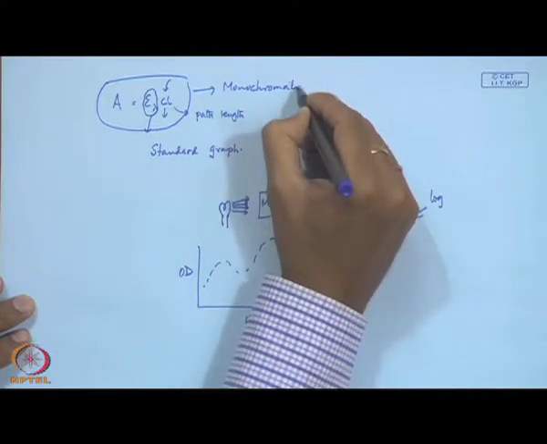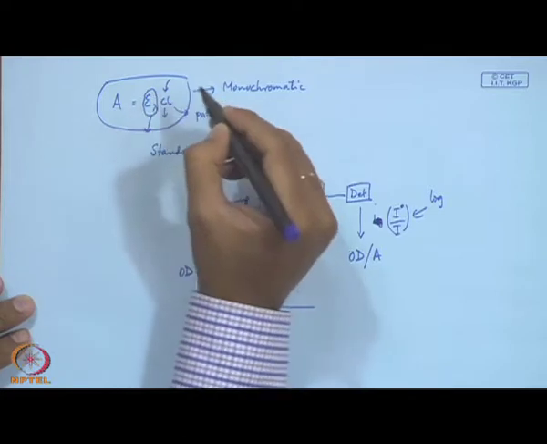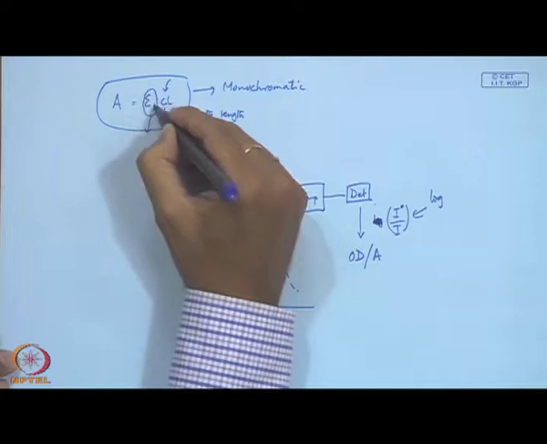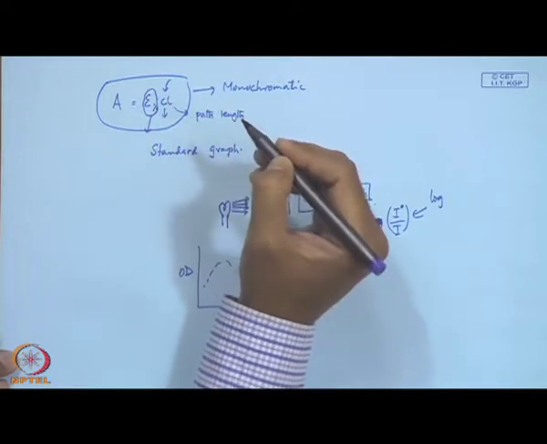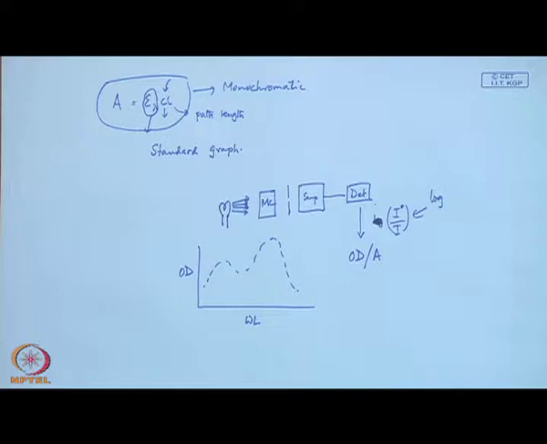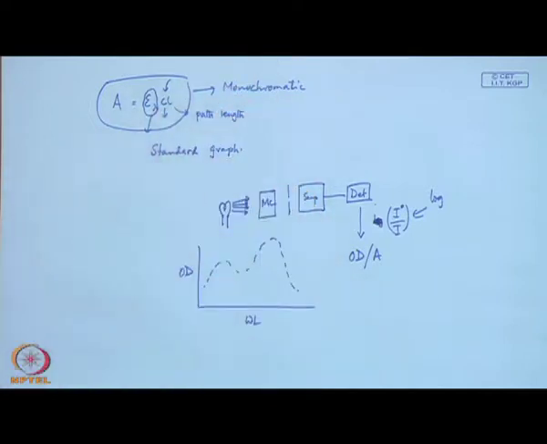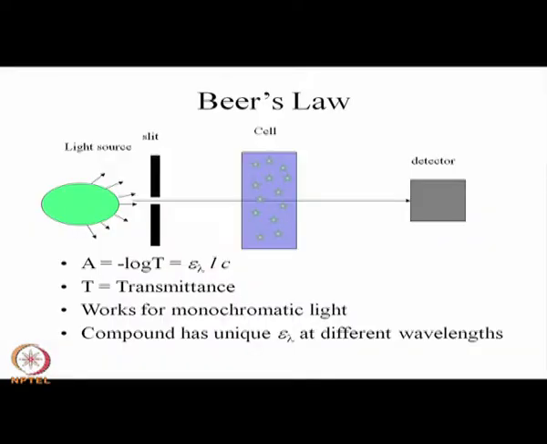Why? Because this E lambda is very characteristic of the molecule and also it depends on lambda. Therefore, monochromatic light is a must. That means at different wavelengths you can have different E lambda values. So, this is about Beer's law, and this is about the simplest schematic of an absorption spectrometer.